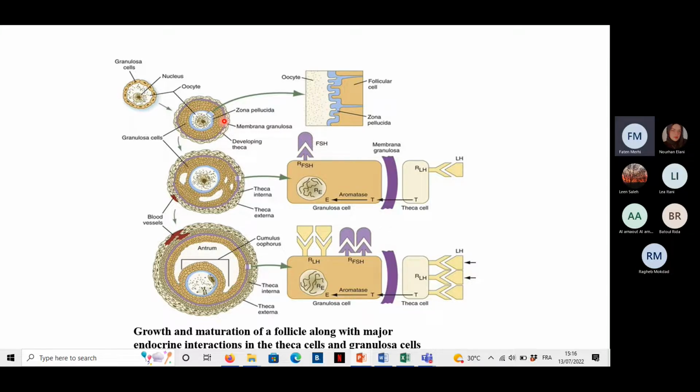We can see here in the pre-antral follicles, here we have the granulosa cells, and here this is the oocyte, and in blue this is the zona pellucida that separates the follicular cells or the granulosa cells from the oocyte. We can see here that we don't have any FSH receptors at this stage of follicular development. We don't have any FSH receptors, neither LH receptors on the follicular cells.